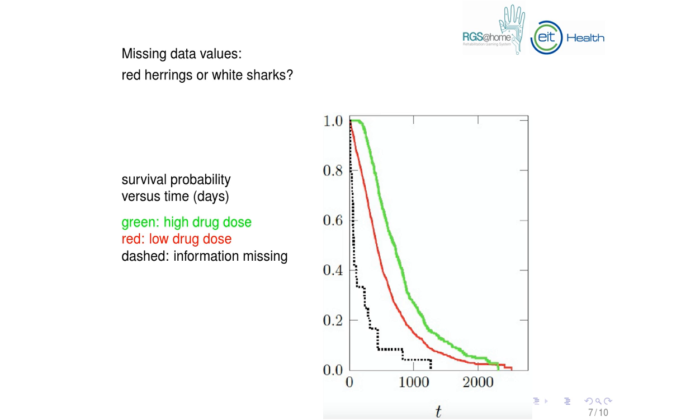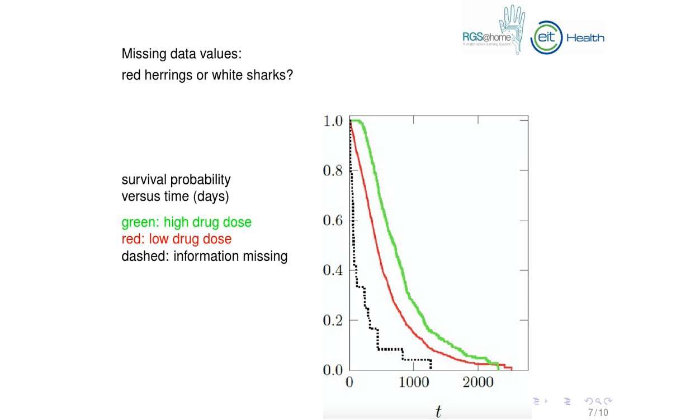And what we see here is the fraction of people that survived up to a certain point in time, where time is measured in days. And you see different curves for those people who got a high dose of a given drug, the greens, and the red curve is the curve for people who got a low dose of the drug. So if you look at these curves, you see that the higher dose gives a survival benefit to these people.